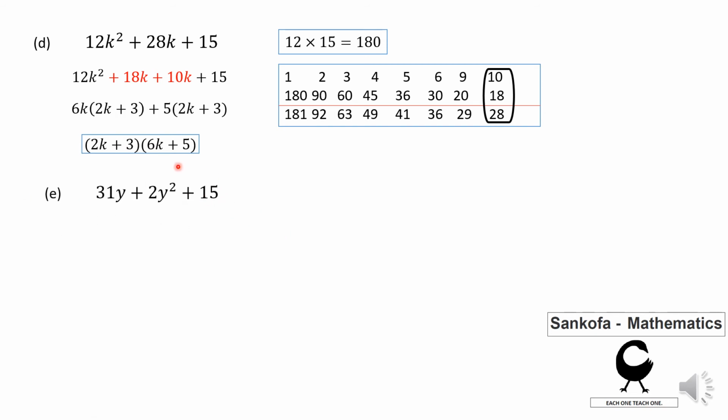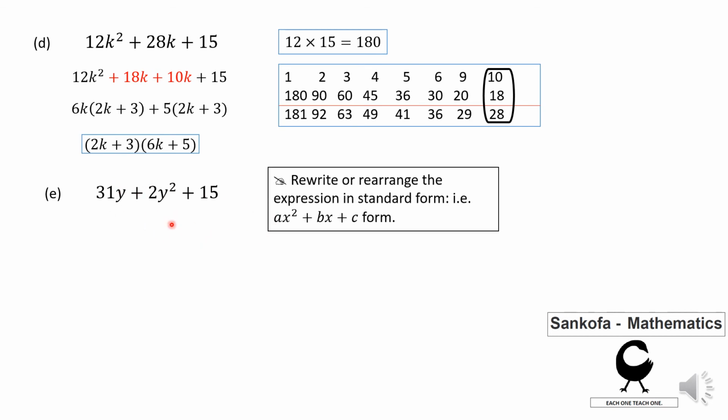Okay, so E, you have an equation that looks like it's not in order. So you have to write them in ascending or descending order. Let's write it in standard form. Of course, just rearrange: 2y squared plus 31y plus 15. Now it's easy for you to see.